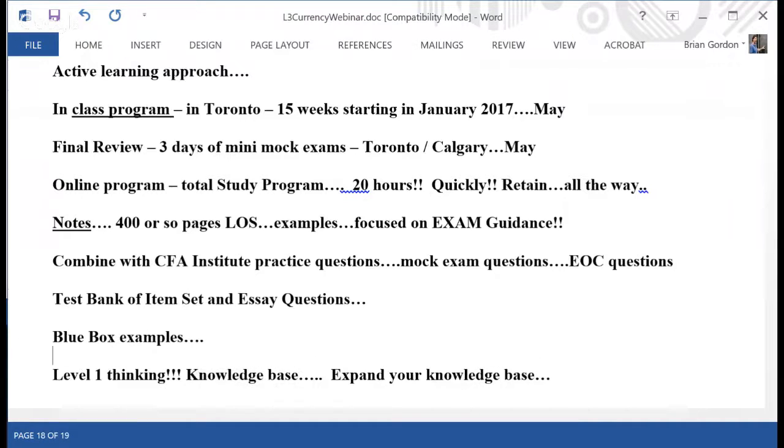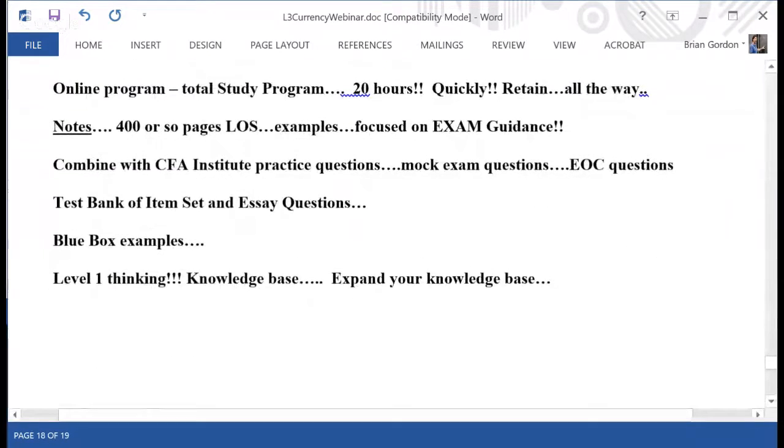What are the blue box examples? Those are in the curriculum readings. Use the curriculum readings as a source if you're really stuck on something, to possibly give you more explanation. But really what I want you to do is ask for help. If you're studying online with our program or you're in class, it doesn't matter.